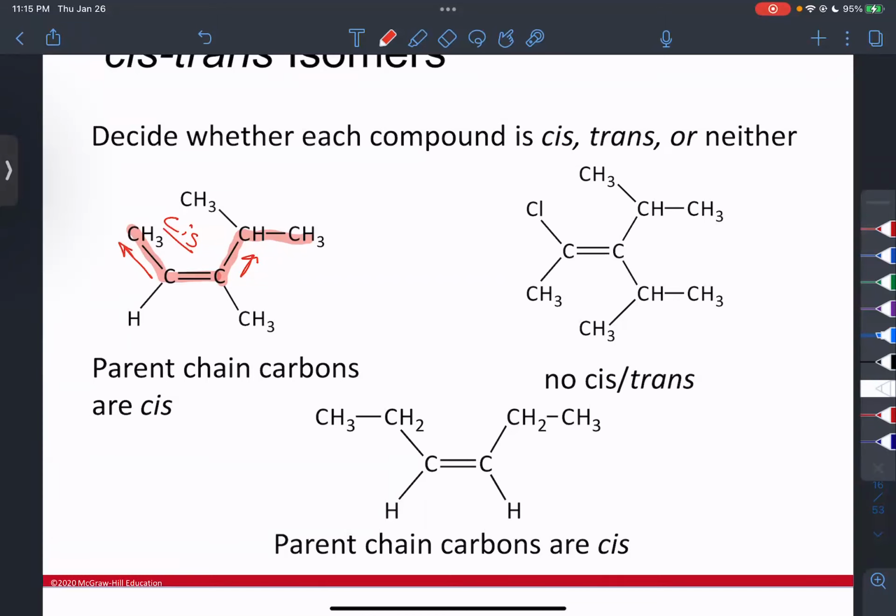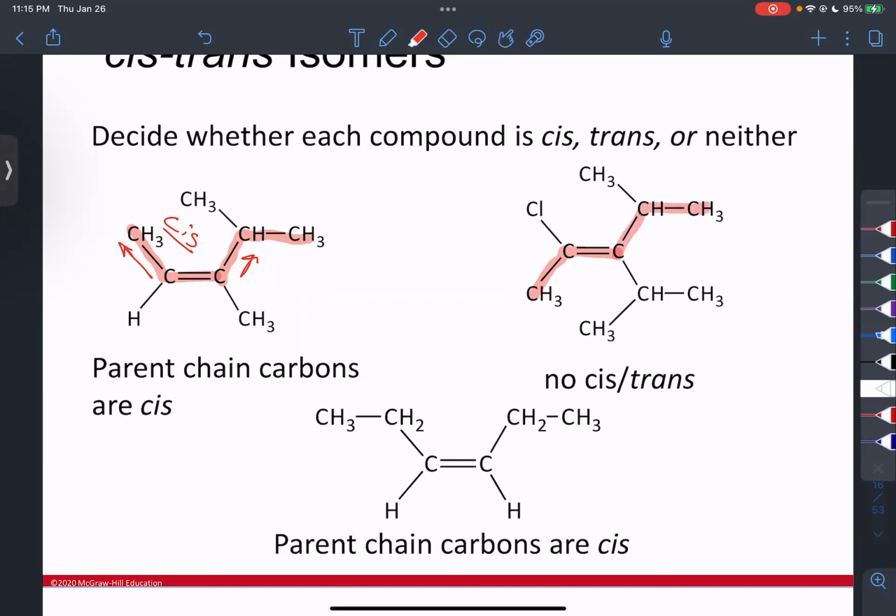Now, look at the next one. This one's a little bit harder to find that parent. I start down here. It's the only real choice we have there. Go through the carbon-carbon double bond. Now, what do you notice? It doesn't matter what you identify as parent.